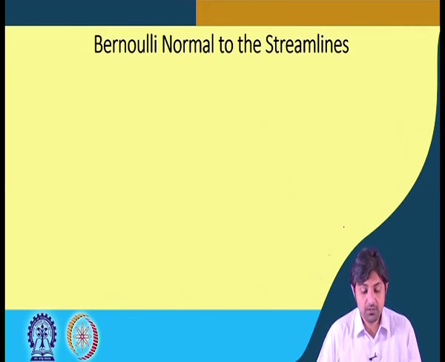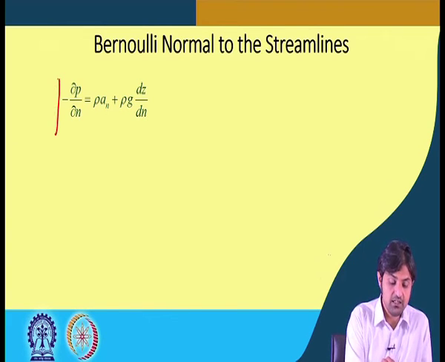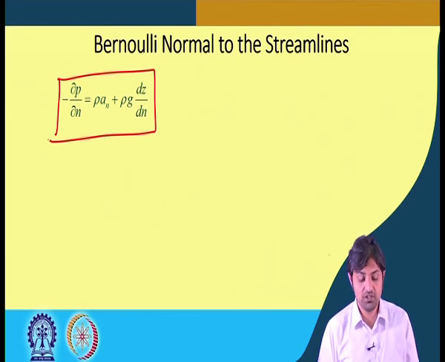So another concept is Bernoulli's equation normal to the streamlines. We have seen along the streamline, now the other is normal to the streamline. We have seen this in the previous, when we were dealing with the Bernoulli's equation along the streamline.